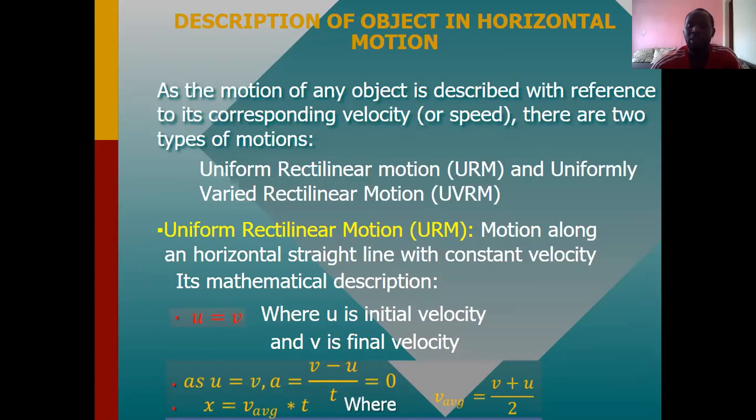The formula for displacement or distance is equal to the average velocity multiplied by time, where the average velocity is equal to the final velocity plus initial velocity divided by 2.